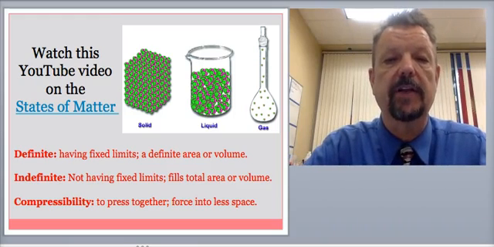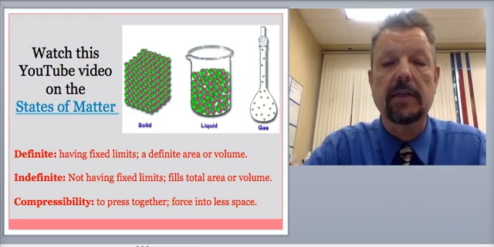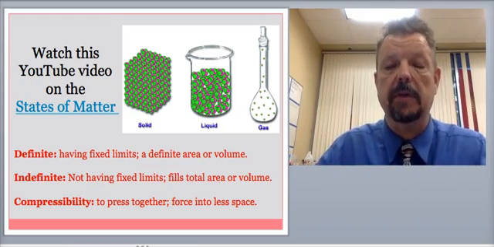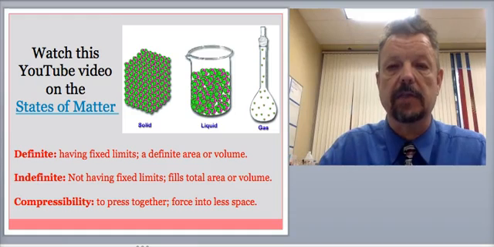You should watch this video online for states of matter. In it, they talk about definite, indefinite, and compressibility. Definite means having fixed limits, so it has a definite area or volume. Indefinite means not having fixed limits; it fills the total area or volume. Compressibility means to press together or force into less space.